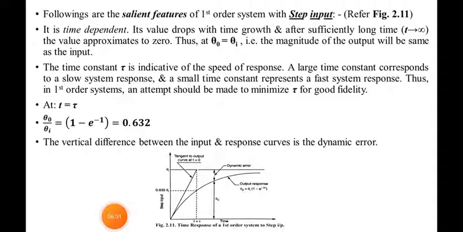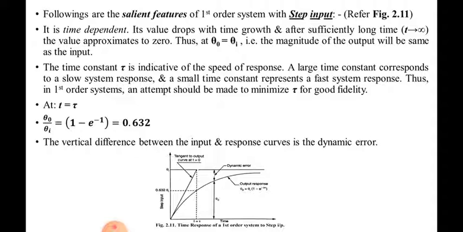Salient features of the first order system with a step input. It is time dependent: its value drops as time grows, and after a sufficiently long time, that is t tends to infinity, the value approximates to 0. Thus at theta 0 equal to theta I, the magnitude of the output will be the same as the input.